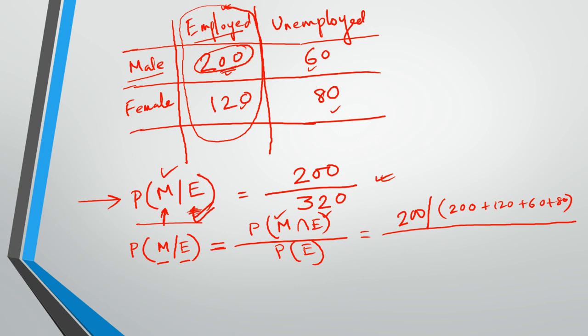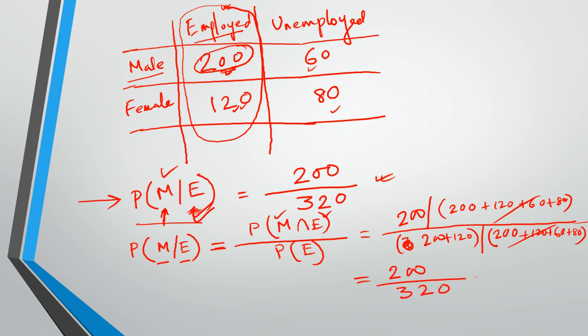And the probability that they are employed: 200 plus 120 is in the numerator. This number of people are employed. And what is the total number? The total number of people in that locality is 200 plus 120 plus 60 plus 80, right? So these get cancelled out. We get 200 divided by 320. You see, we arrived at the same answer.